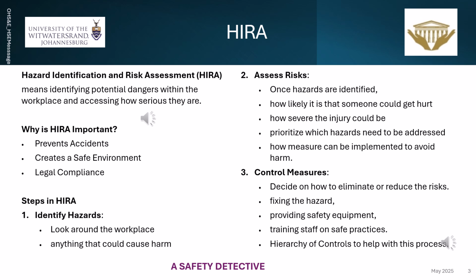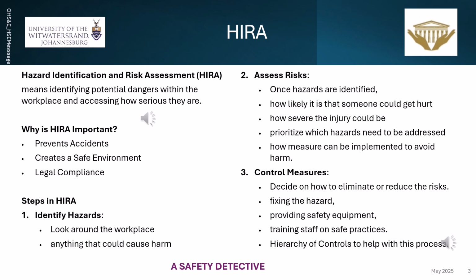Assess risks. Once hazards have been identified, think about how likely it is that somebody could get hurt or how severe the injury could be. This helps prioritize which hazards need to be addressed first and how measures can be implemented to avoid harm.